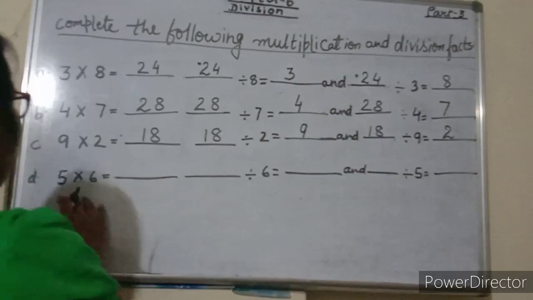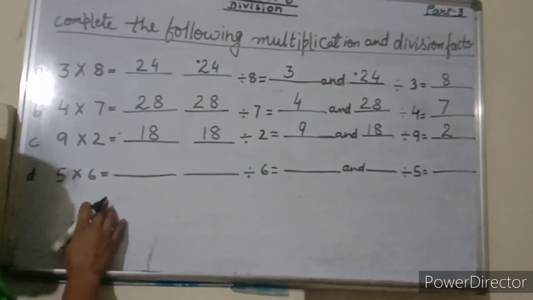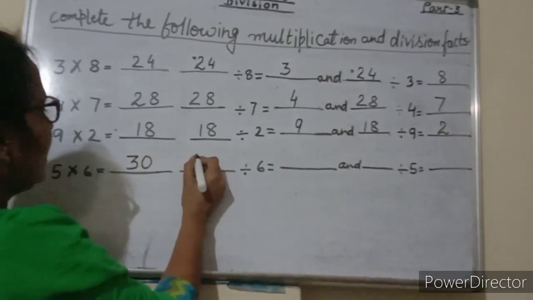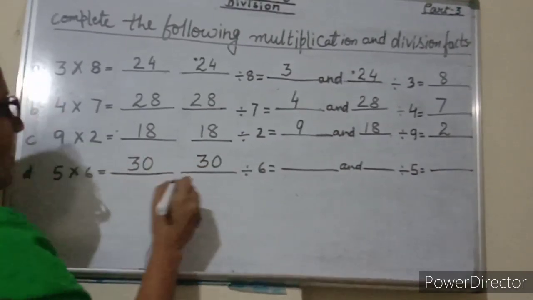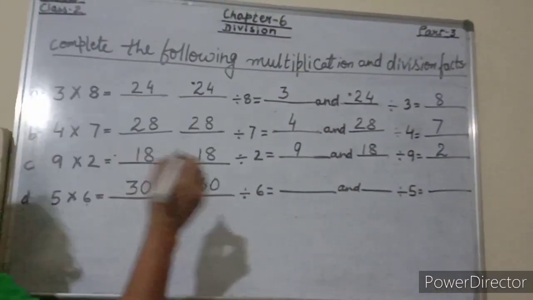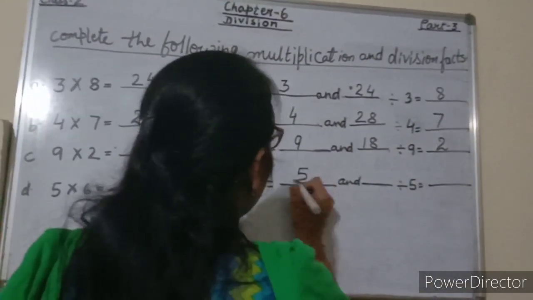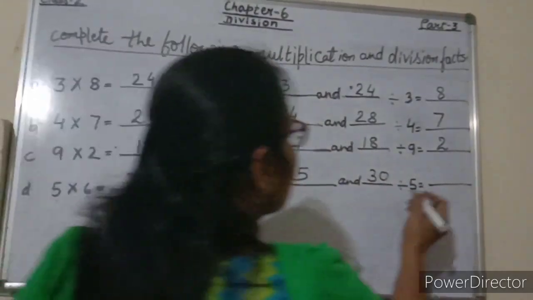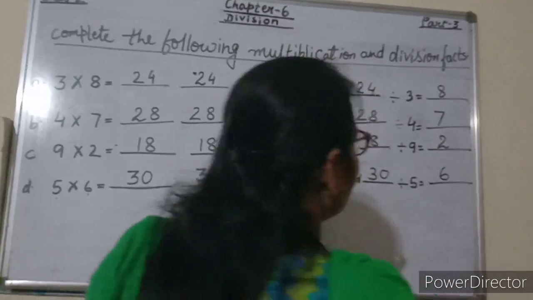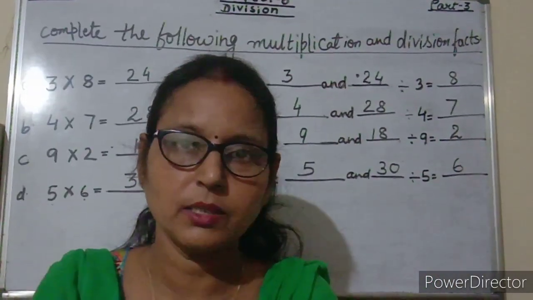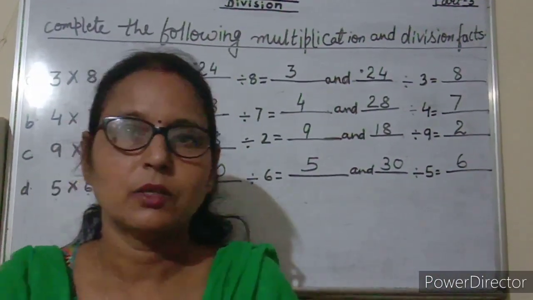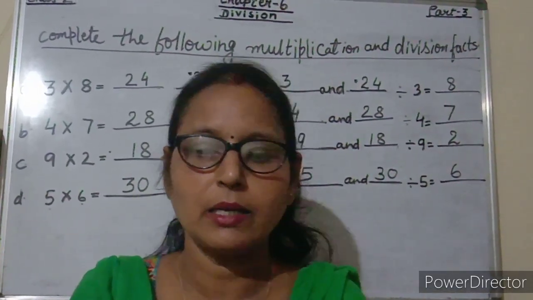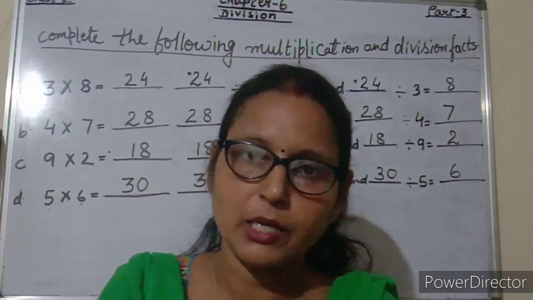Come to the last. 5 into 6. So 5 sixes are 30. Now here 30 divided by 6 is equal to 5. And 30 divided by 5 is equal to 6. Did you understand students? Okay, very good. Now students, today I have taught you division using a number line and division using multiplication facts.